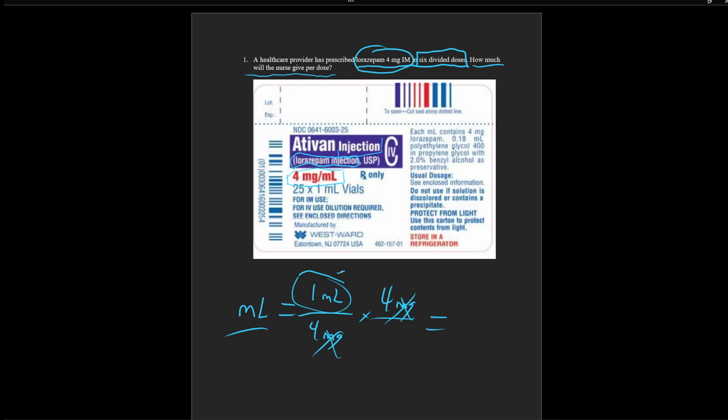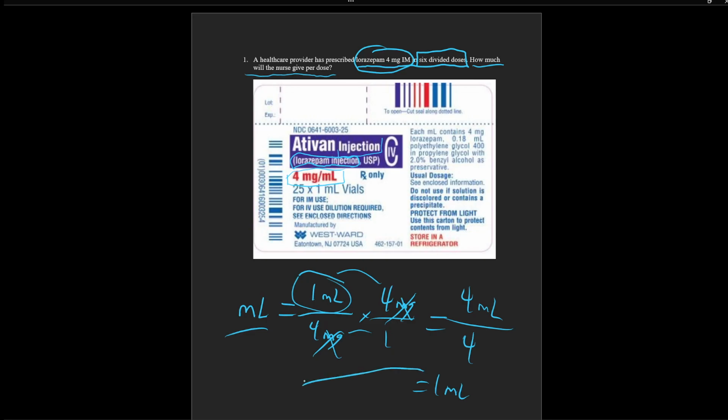So we have 1 times 4, and then 4 times 1. So we get 4 milliliters over 4. And because there's no unit here because we already canceled it out, we're just going to have 4 divided by 4, which is 1 milliliter. But is that the answer to the question? The answer is no, because we're being asked basically to divide that into 6 doses. How much are we going to give per dose? So we have our 1 milliliter that we're giving total, and now we need to divide that by 6.